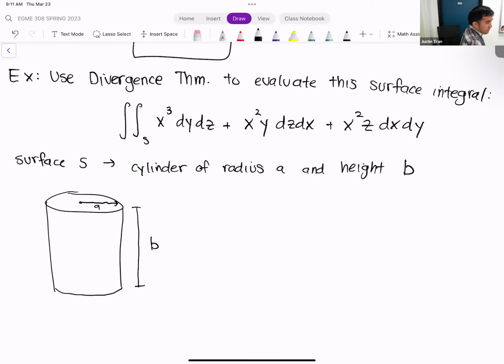All right, and so this problem is asking us to compute the surface integral. Hopefully, one thing that you'll get from today is that computing surface integrals is a big pain in the butt. And so we're not going to do that surface integral. What we're going to do is use the divergence theorem. Let's convert this into a triple integral and compute that instead.